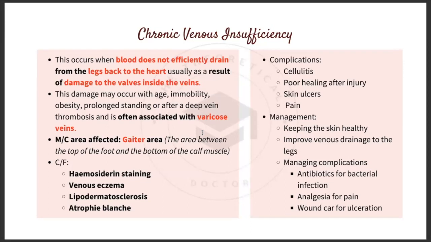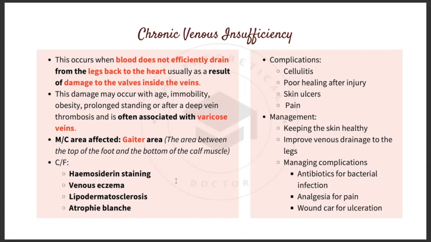Moving on is chronic venous insufficiency. This occurs when blood does not efficiently drain from the legs back to the heart, usually as a result of damage to the valves inside the veins, which is varicose veins, as I was talking about earlier. So this damage may occur with age, immobility, obesity, prolonged standing, or after a deep vein thrombosis, and is often associated with varicose veins. So when you see a patient with varicose veins, think of chronic venous insufficiency as well. Remember the presentation. It's important to keep these two in mind. The most common area affected would be the gaiter area, which is the area between the top of the foot and the bottom of the calf muscle.